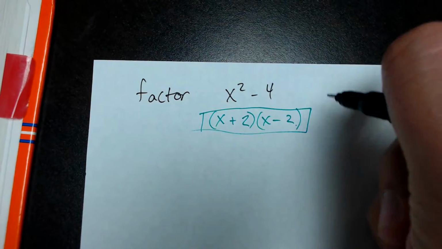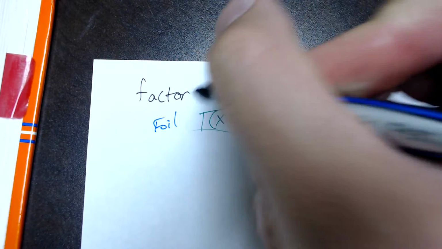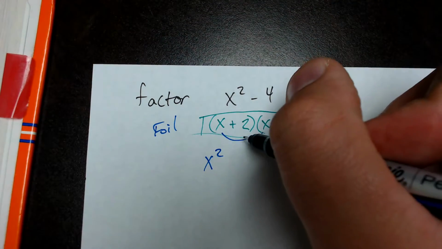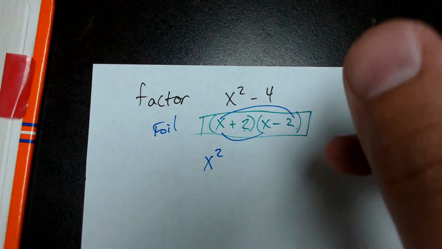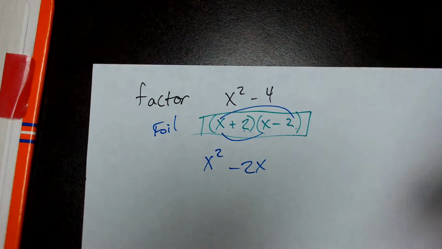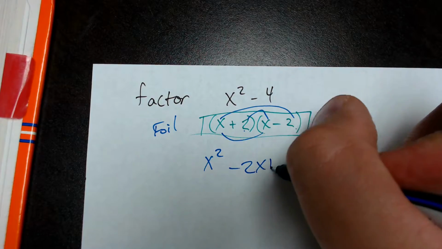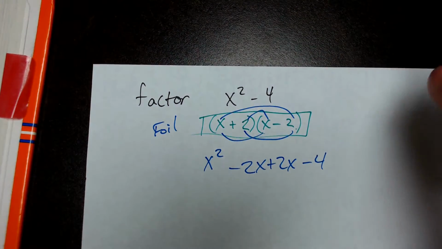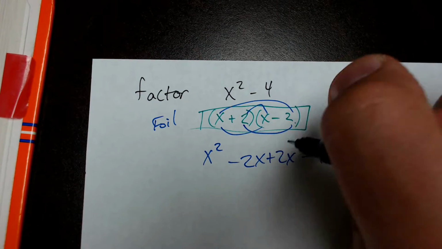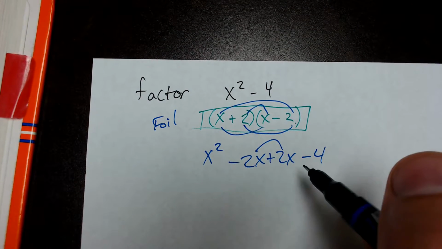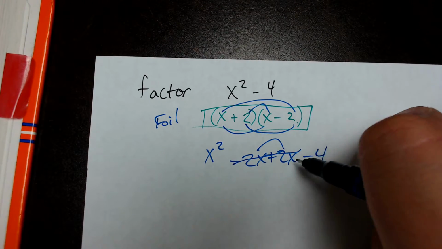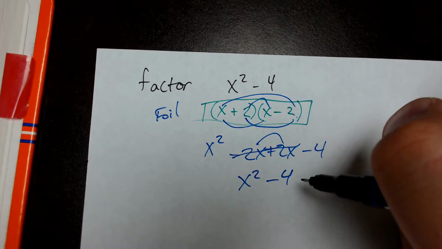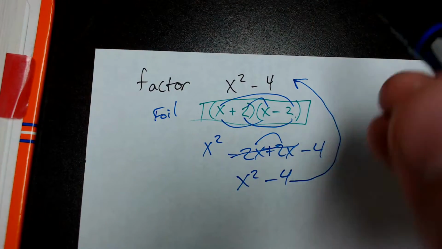So if we were to take this polynomial and FOIL it, the first times the first would give me x squared. The outside times the outside would give me negative 2x. The inside times the inside would give me positive 2x. And then the last times the last gives me negative 4. Now, what we notice is when we combine like terms, negative 2x plus 2x cancel each other out. And then all we're left with is x squared minus 4, which is what we started with, which means we did our answer correctly.